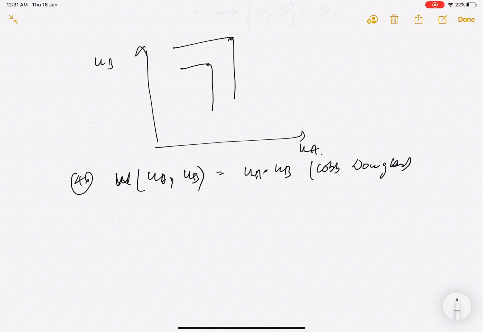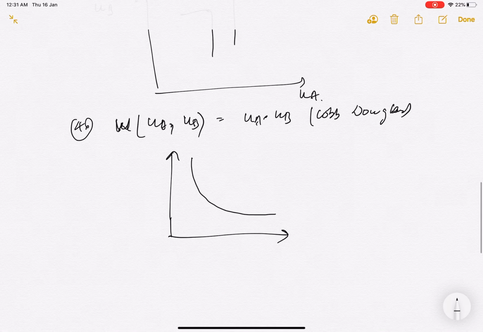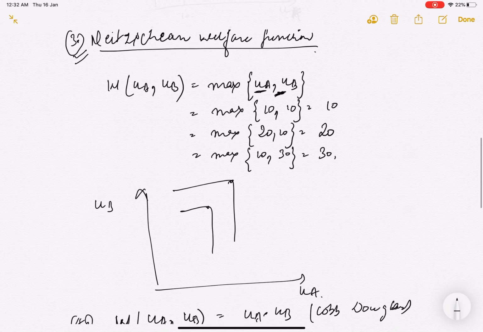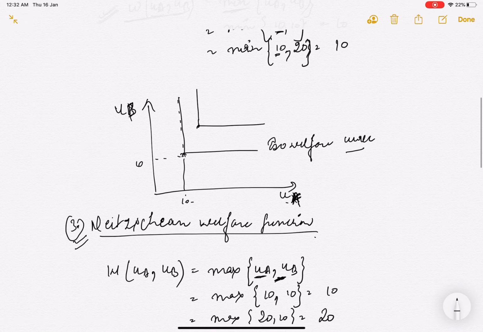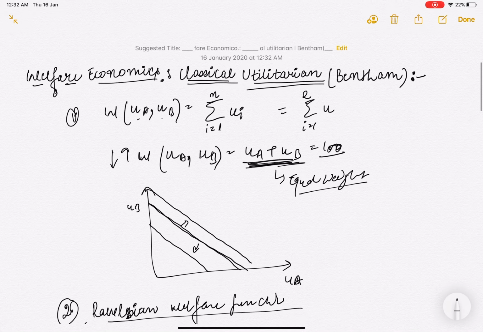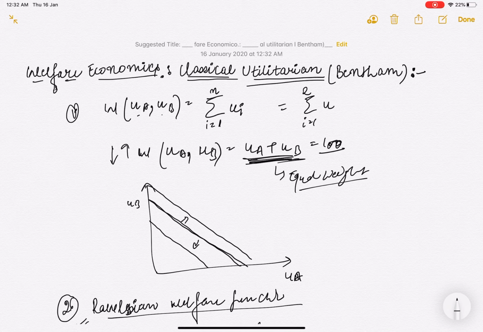Cobb-Douglas, wherein our ISO welfare curve is convex to the origin, and this is utility B, this is utility A, and this is the ISO welfare curve. So the features, you must have got which ISO welfare curve looks like what, and what the function is. So this was all about the different welfare functions.